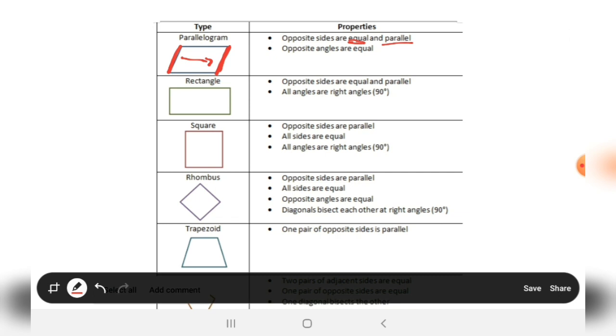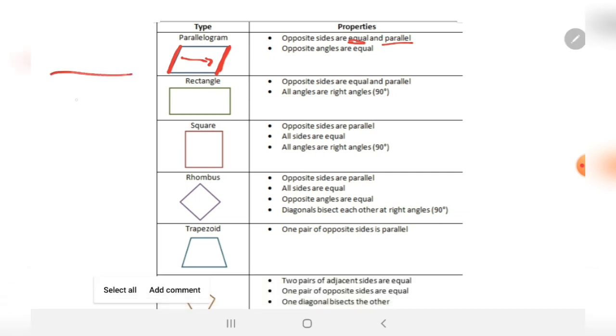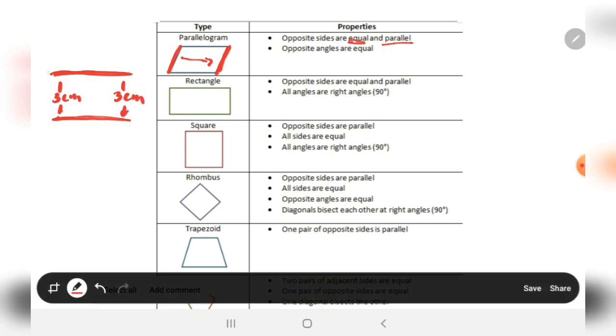What do you mean by parallel? Parallel lines are lines which do not intersect. For example, we have here, okay, this is a straight line and this is a straight line. If this is 3 centimeters, this should be 3 centimeters.